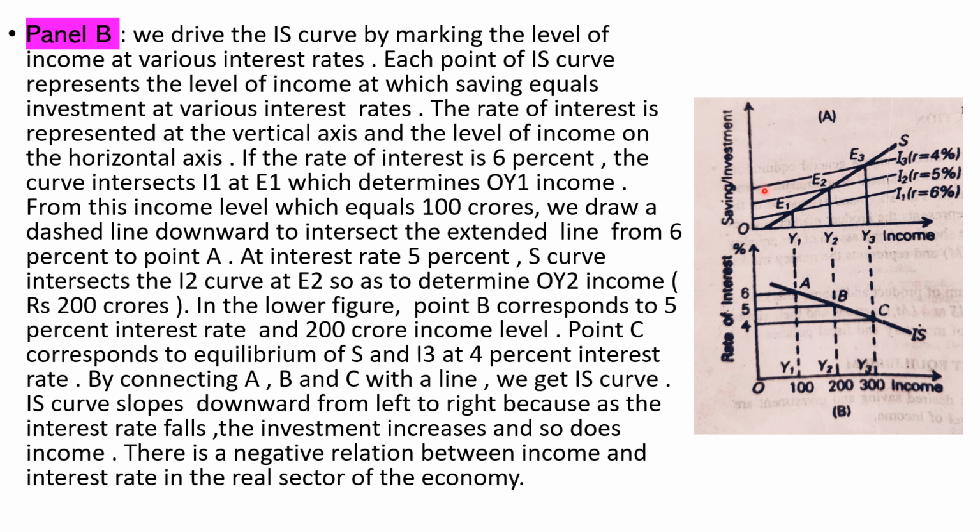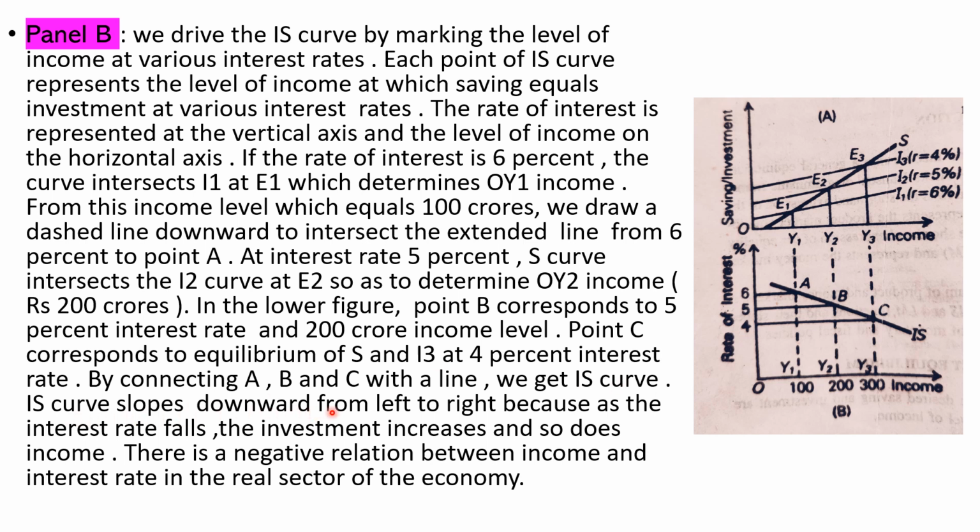Similarly, the I3 curve is intersecting this S curve at the E3 point, at 300 crore income. From E3 make a downward dashed line. This is going to intersect your 4% rate of interest at point C. Now what you do is, please mark A, B, C and join them to get the IS curve. So we started from panel A. I explained panel A very clearly to you. Then with the help of panel A, we are drawing dashed lines and we are getting points A, B and C. Connect them and then we will get your IS curve.